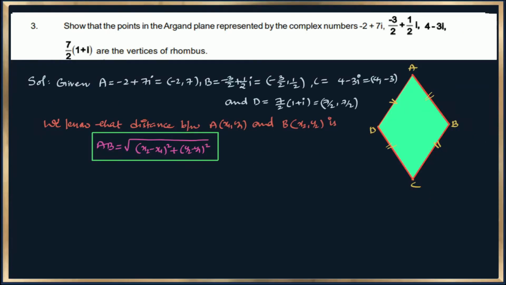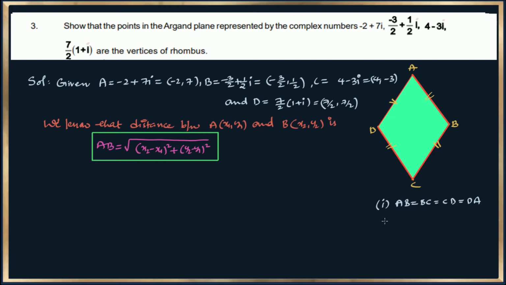Now next question is, show that the points in the Argand plane represented by the complex numbers minus 2 plus 7i, minus 3 by 2 plus 1 by 2 i, 4 minus 3i, 7 by 2 into (1 plus i) are the vertices of a rhombus. So here 4 vertices are given. We have to show that the given vertices form a rhombus. In a rhombus there are 2 conditions. The first condition is all sides equal, that is AB equals BC equals CD equals DA.